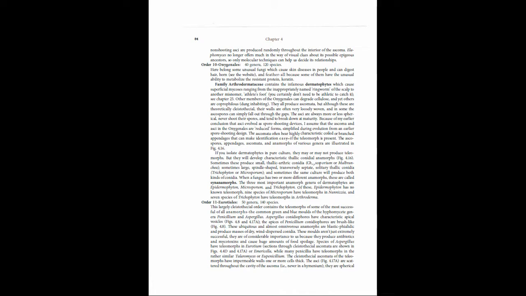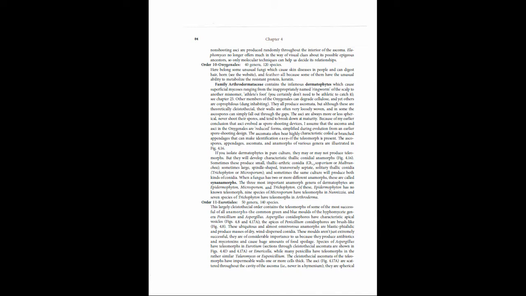The three most important anamorph genera of dermatophytes are Epidermophyton, Microsporum, and Trichophyton. Of these, Epidermophyton has no known teleomorph, 9 species of Microsporum have teleomorphs in Nannizzia, and 7 species of Trichophyton have teleomorphs in Arthroderma. Order 11 Eurotiales, 50 genera, 140 species.